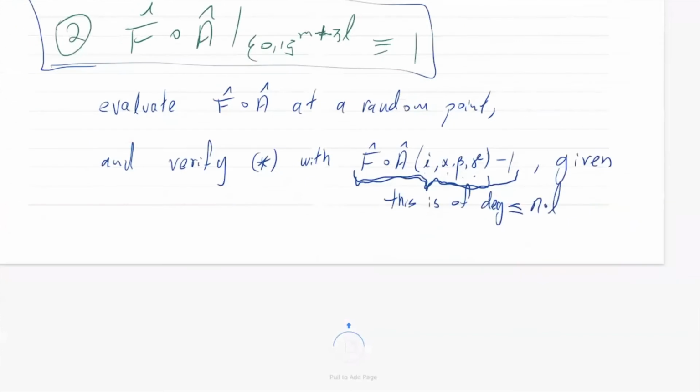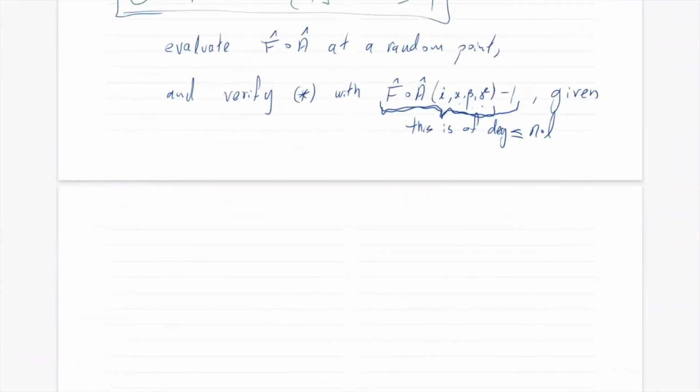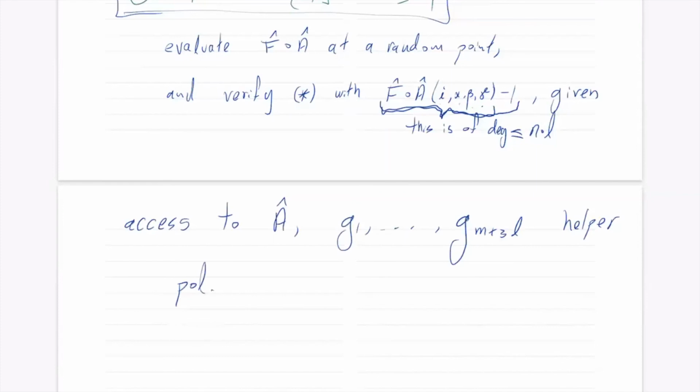And of course, what polynomials do I need to be able to access? Given access to A hat and also some G1 up to G M plus 3L helper polynomials. Right, because this is a polynomial in M plus 3L variables, and I want to verify that this polynomial is 0. So I need to have this number of helper polynomials, and I need to be able to evaluate this polynomial at a random point.